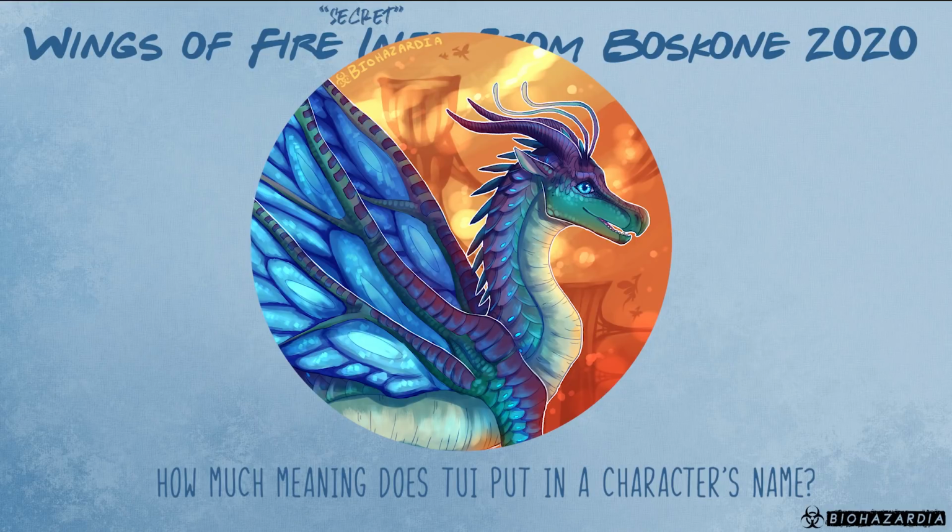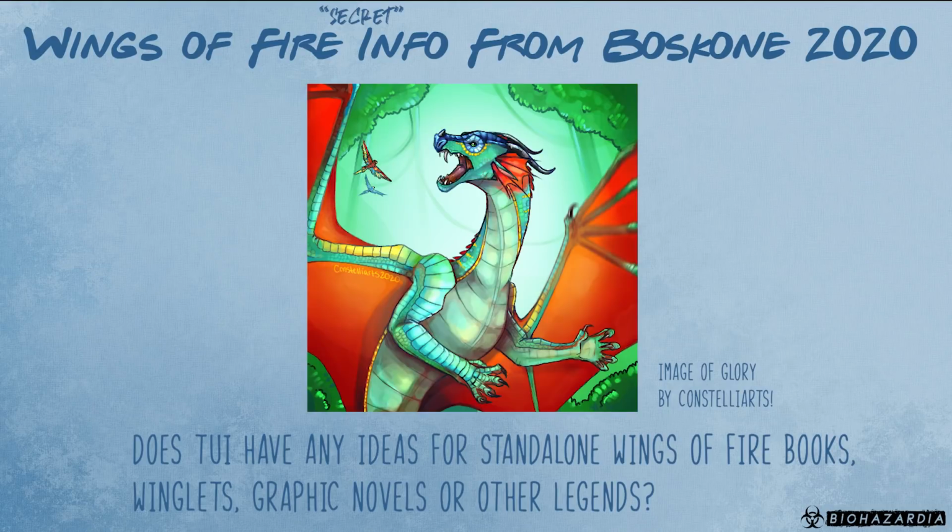Does TUI have any ideas for future winglets or standalone books or standalone graphic novels? TUI said that she would really like to do a winglet for Umber and Sora, but the main problem is that winglets were supposed to tide over the time between books, but that made TUI even worse at making her deadlines on time, which annoyed her editor, and therefore winglets had to be stopped.